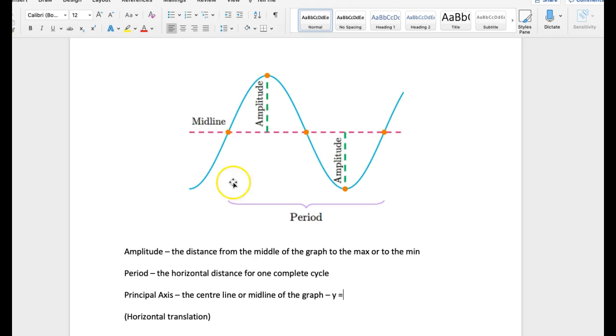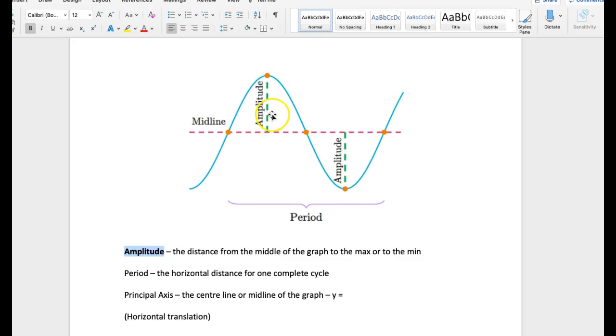If we look at this, we have some key points that we want to talk about and some key definitions that we want to go through. So the amplitude is the distance on a sine or cosine graph from the middle of the graph up to the max or to the min. So if we look here, here's the middle of the graph, and the amplitude is going to go from this point here up to the top, or from the middle of the graph down to the minimum. And as you can see here, that is the same distance. The distance from the middle to the max is the same as the distance from the middle to the minimum, because the graph is actually symmetrical over the x-axis in that way.